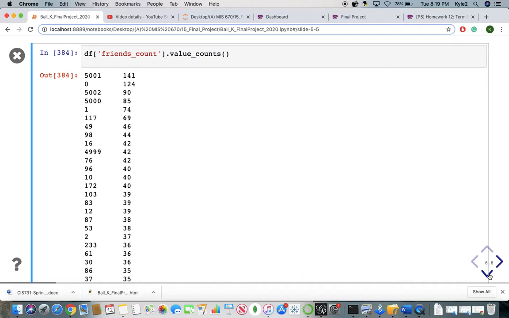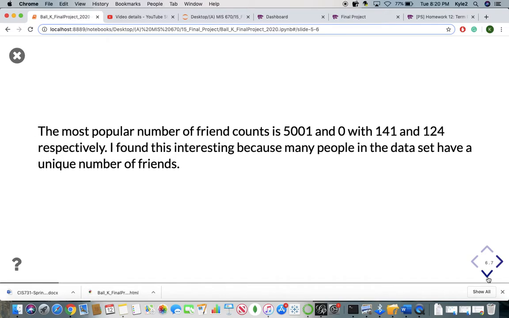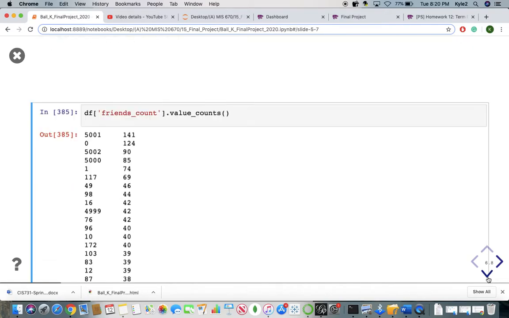For friend count, I thought it was interesting that around 5,000 friends for some of these top ones was the most common friend count. And then also zero friends, which is sad, but was also very common. So I was wondering if these could possibly be bots in the system as well, because it came up so much and it was such a weird number.